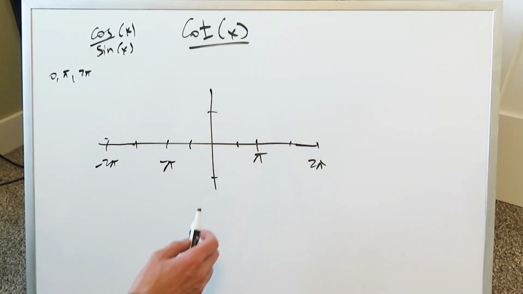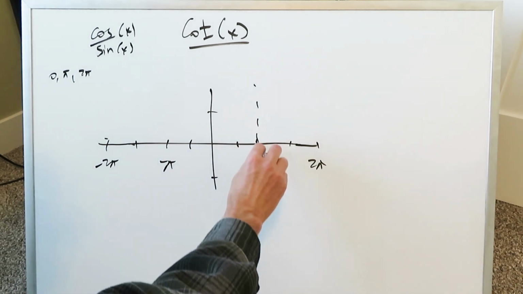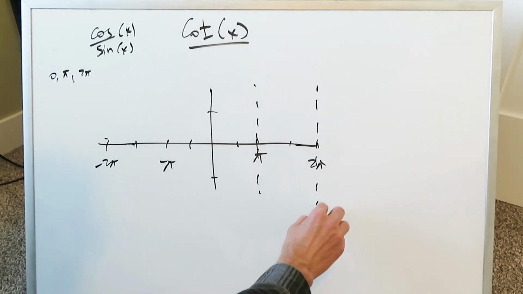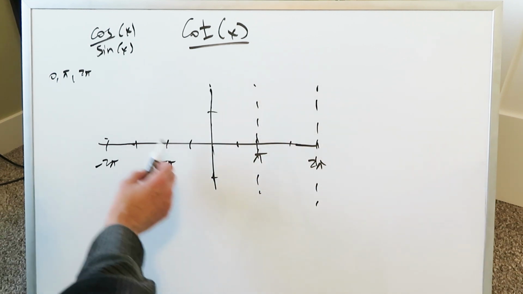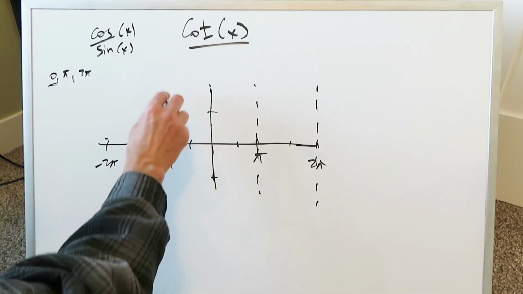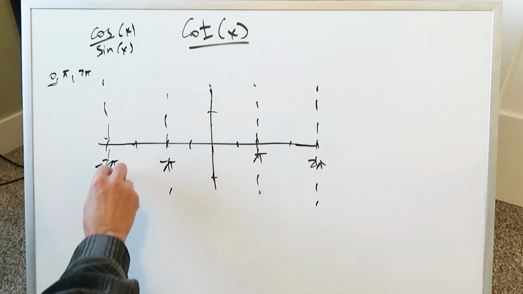It'll be undefined. So those areas are where a vertical asymptote will develop, because that's how you would indicate an undefined value. So you see your y-axis is indeed a vertical asymptote because it's a 0. You've got your minus pi and minus 2 pi.